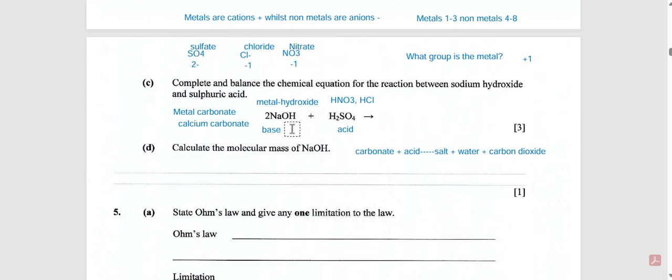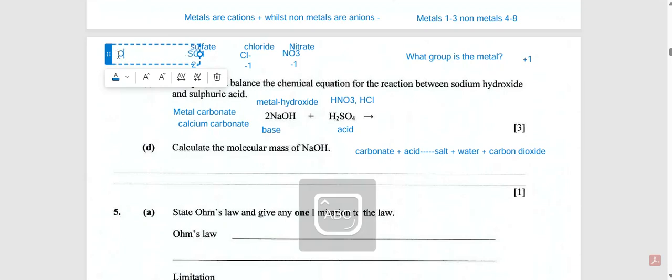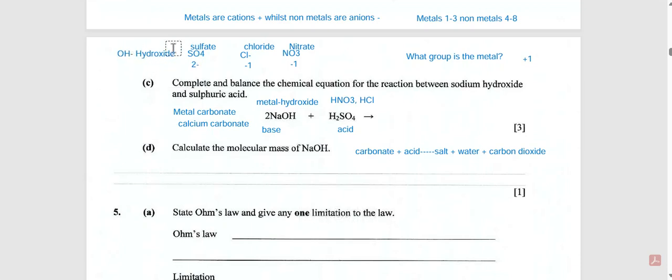Another anion you should know is hydroxide, OH minus, or capital letter O and H with a negative charge. This one is called hydroxide. It's also a special anion you should know. So we have hydroxide, sulfate, chloride and nitrate. You should know their charges: hydroxide, chloride and nitrate are minus 1, and sulfate is minus 2, or 2 minus.